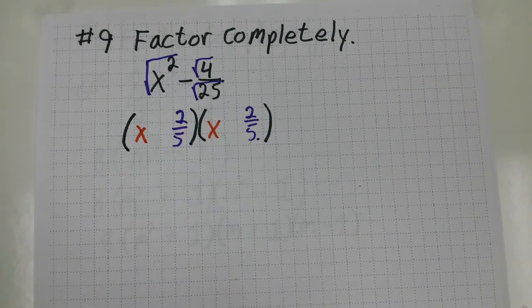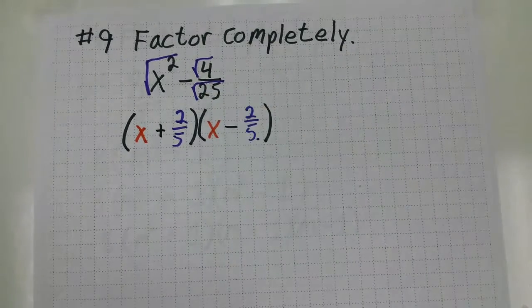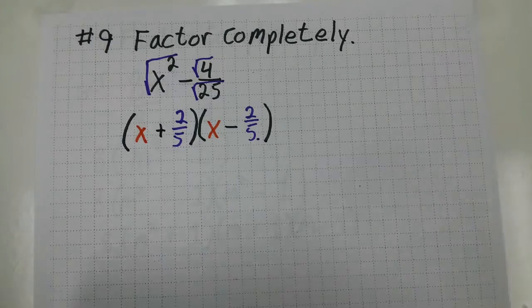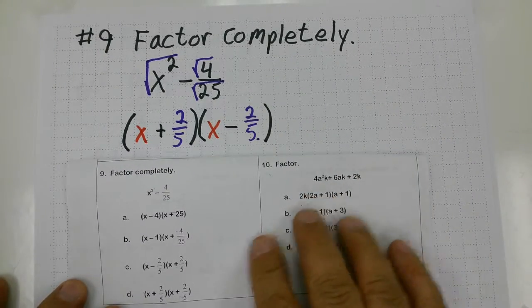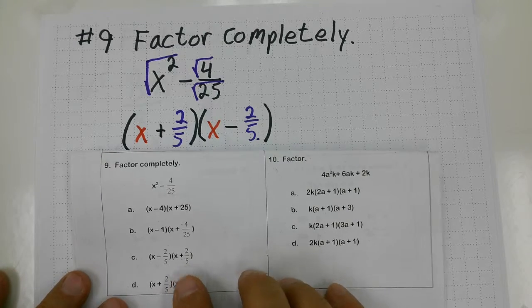And it's a difference of two perfect squares, so the symbols are going to alternate plus and minus. Let's see if that lines up with any of our choices. And yes, it does. Choice C from the PERT practice test for number 9.